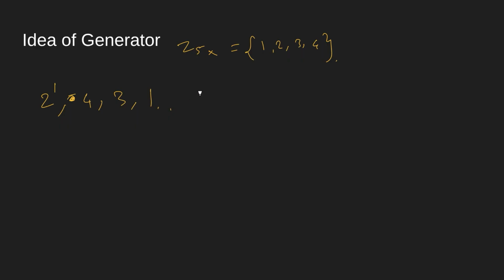2 in fact generates, and you can verify that 3 also generates. But if you take 4 times 1 is 4, and 4 squared is 16, which is 1. So 4 does not generate the entire group. Only 2 and 3 are generators.